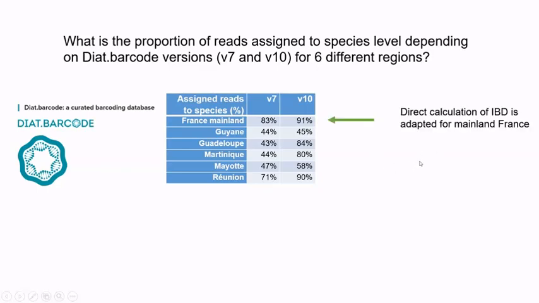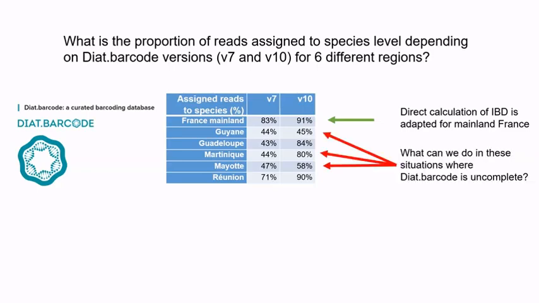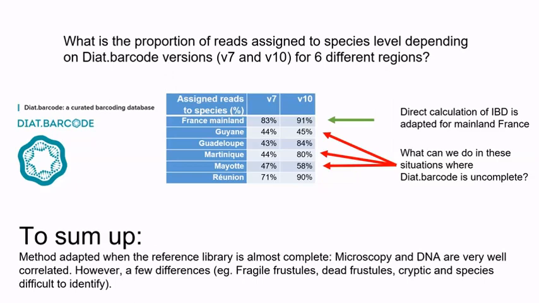So you can imagine that we are okay to use the IBD in this situation when we have a very good completion of the DIAD barcode. But what can we do when we have only 35% or only 60%, or, let's say, 80%? I'm going to show you that the next strategies are interesting for that. But to sum up, the method of just bypassing, this imitation game, is good when you have a good reference library, which is almost complete.